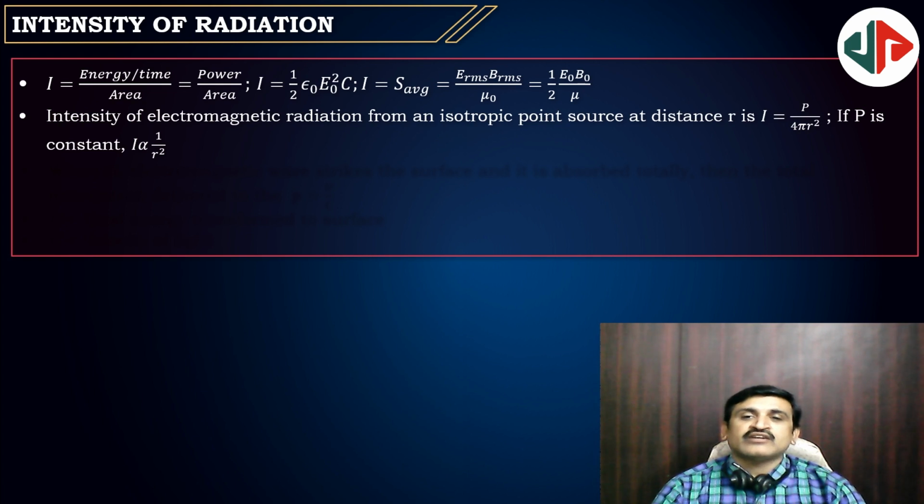Intensity of electromagnetic radiation from an isotropic point source at a distance r is I is equal to P by 4 pi r square. If P is constant, I is proportional to 1 by r square.